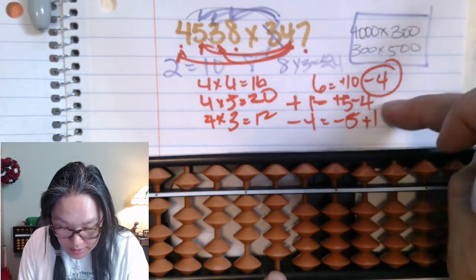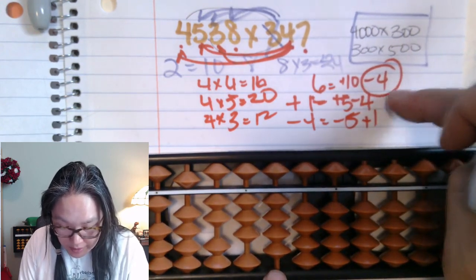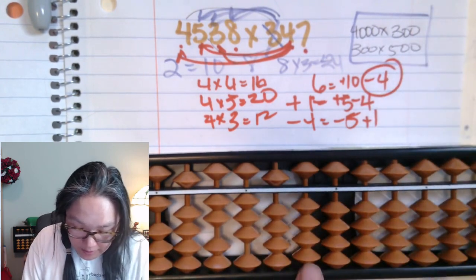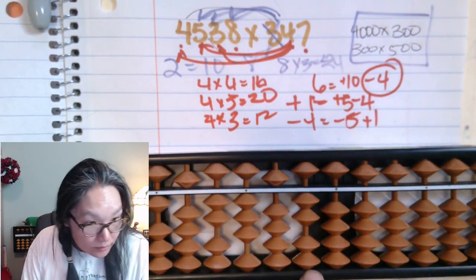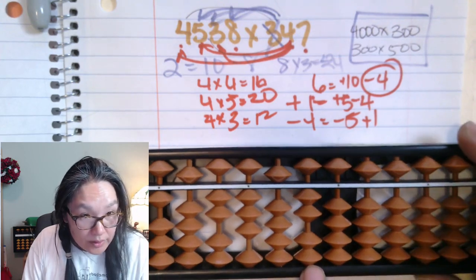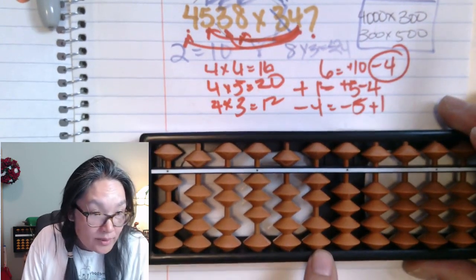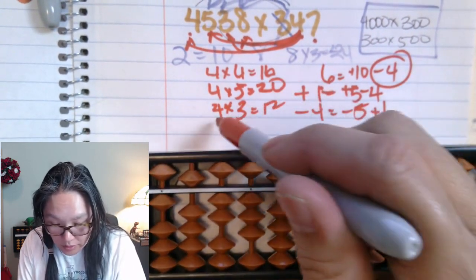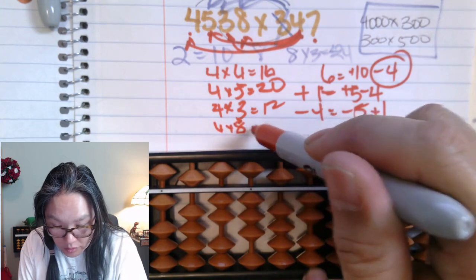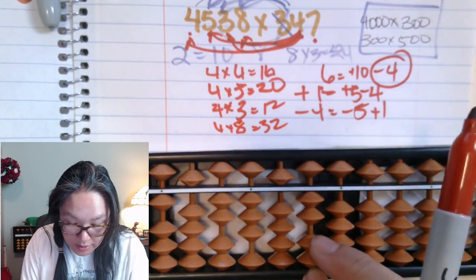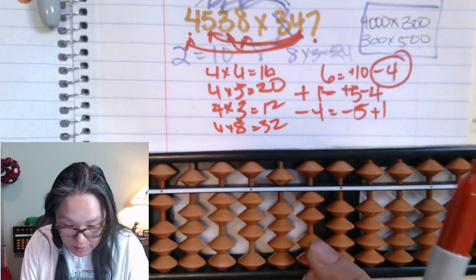Plus the 1 is right here. Plus the 1 is plus the 5 minus the 4. Plus the 1 minus the 4. And then plus 2. Now what do I do? I do 4 times 8. 4 times 8 is 32. Plus the 3 plus the 2.